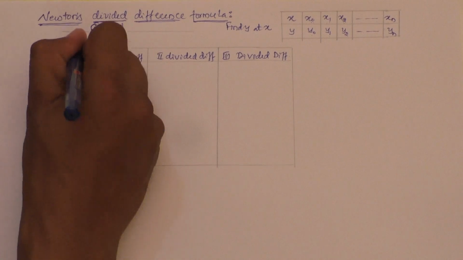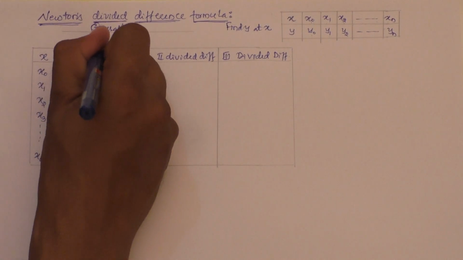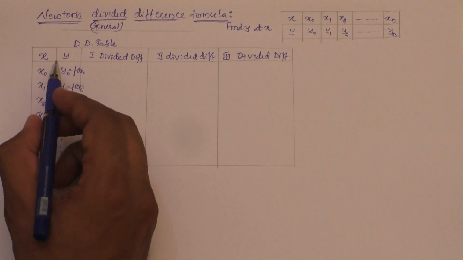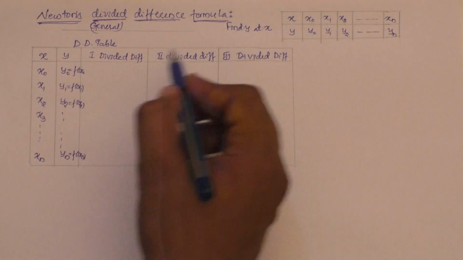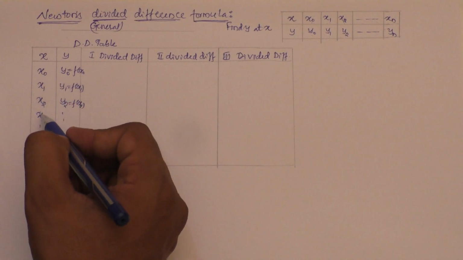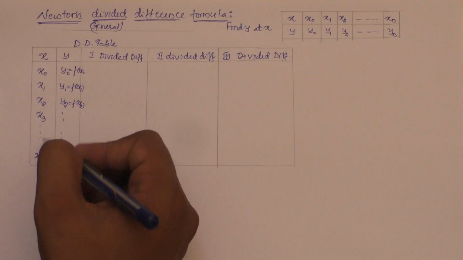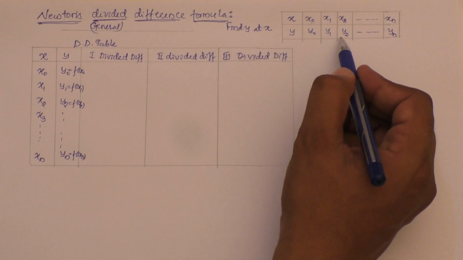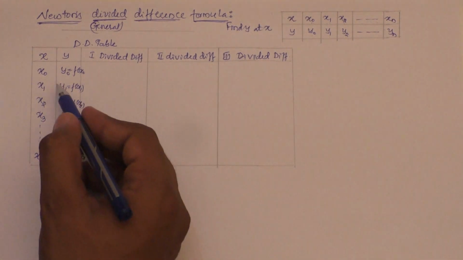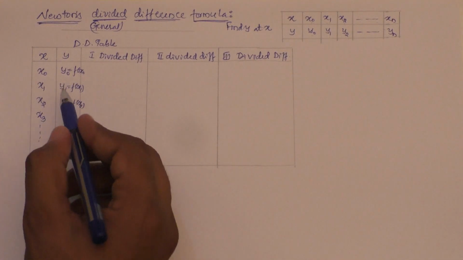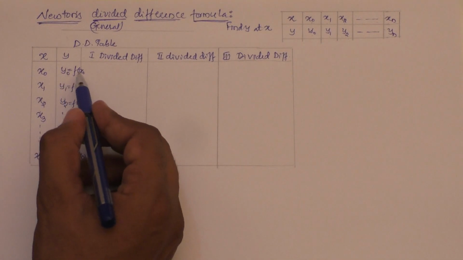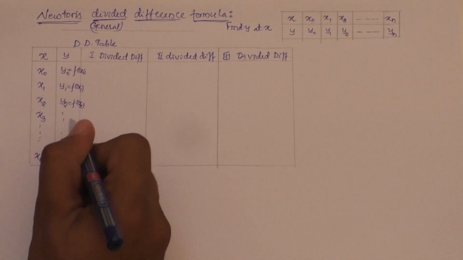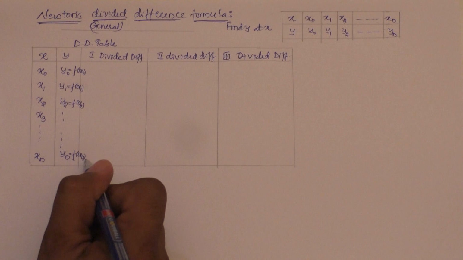The divided difference table is called the D table in short. How? First write the x values: x0, x1, x2, x3, and so on up to xn. These are all the x values. Then the y values y0, y1, y2, and so on up to yn form the second column, where y0 means f of x0, y1 is f of x1, y2 is f of x2, and yn is f of xn.